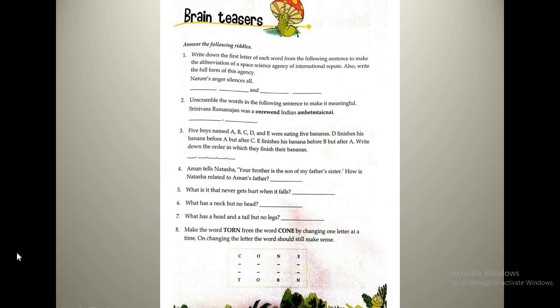So the answer is coin. Make the word torn from the word cone by changing one letter at a time. On changing the letter, the word should still make sense. So cone, cone को ही आप change करेंगे, एक letter change करिए, it will become corn, C-O-R-N, corn. Then it can also be cone में ही only one word. See, if we are replacing, then it will become tone, T-O-N-E, tone.